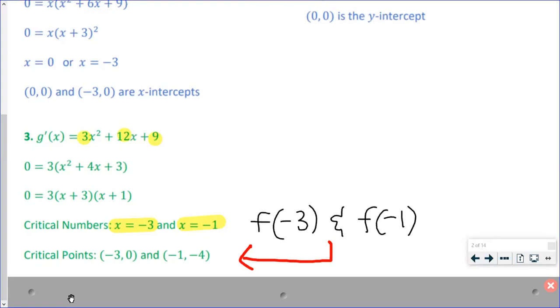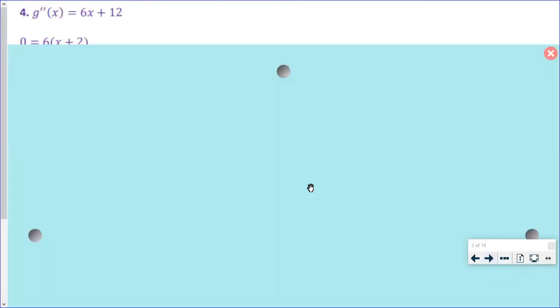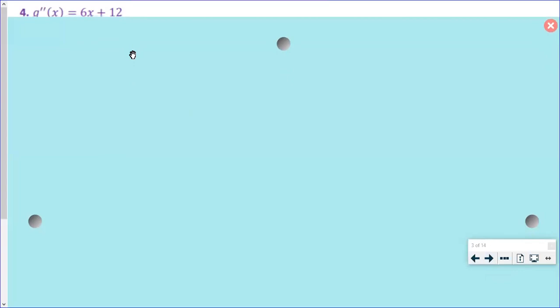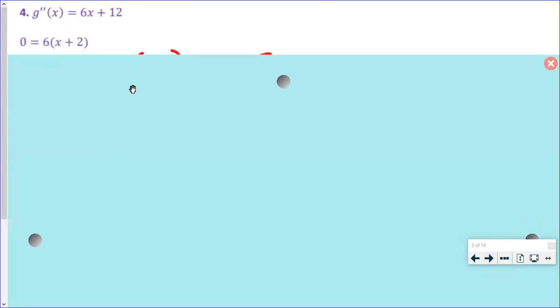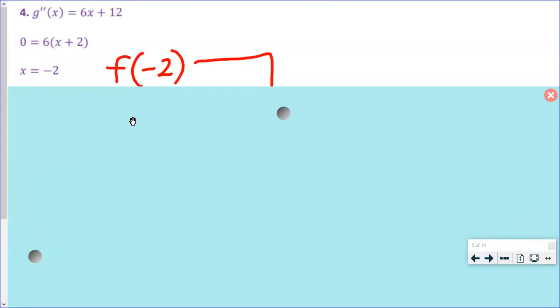Step number 4 reads, determine the possible points of inflection. And we have learned that in order to determine the possible points of inflection, I have to use my second derivative equation. So by taking that quadratic function and applying the power rule, I get a linear function, 6x plus 12. If I set 6x plus 12 equal to 0 and factor the greatest common factor of 6, that gives me a possible inflection point of -2.